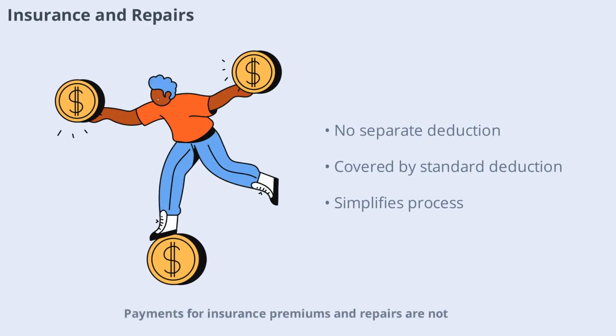Payments for insurance premiums and repairs are not separately deductible from income under the head house property. The standard deduction of 30% is meant to cover these expenses. This simplifies the process and avoids the need for detailed expense tracking. Always remember to claim only the standard deduction for these costs.